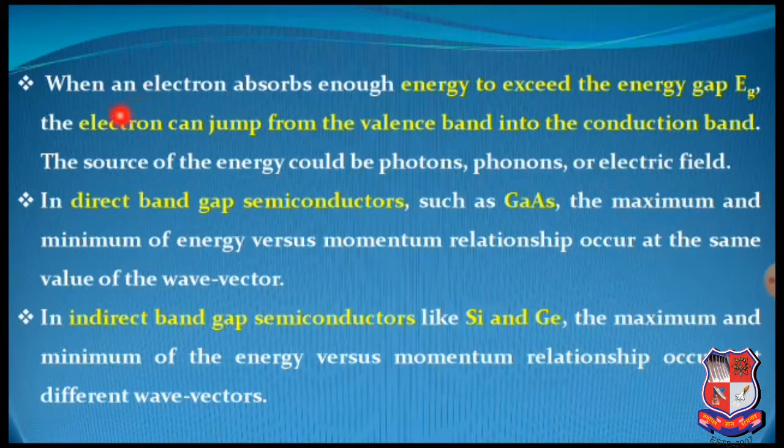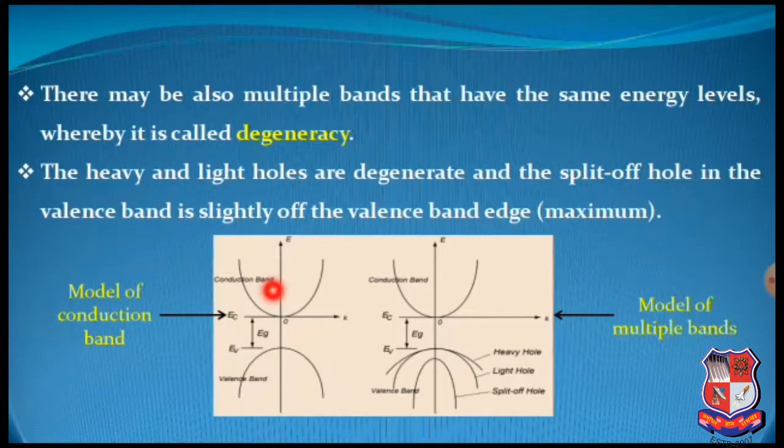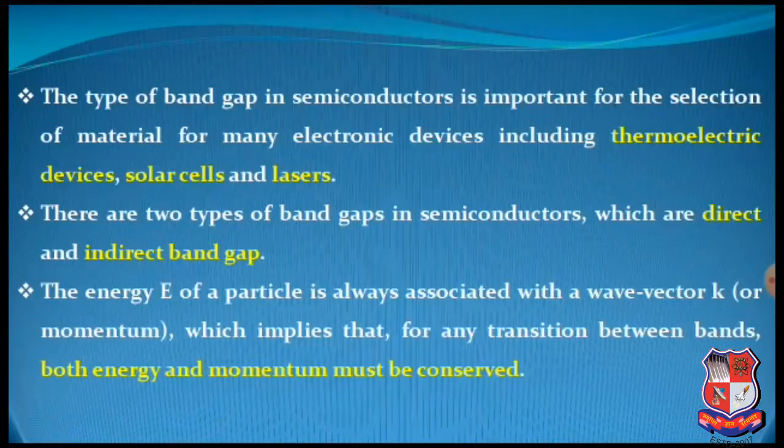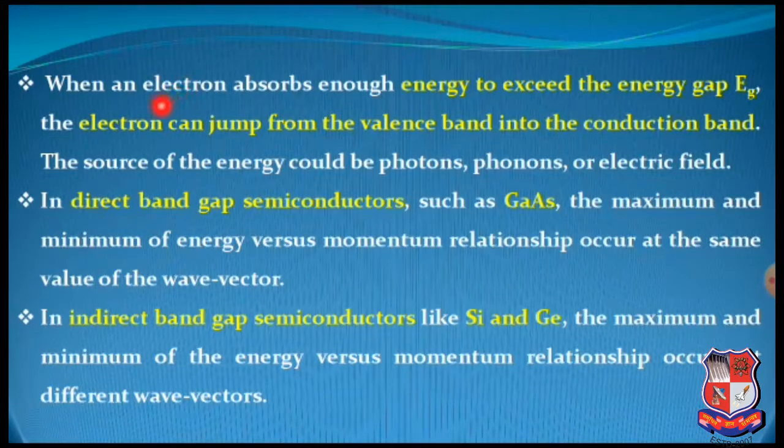Moreover, an electron cannot directly travel to the conduction band. It has to absorb some amount of energy which is higher than the band gap energy. Until this electron in the valence band has absorbed such an amount of energy, it is quite difficult for it to travel to the conduction band. So that's why here we have mentioned that when an electron absorbs enough energy to exceed the energy gap Eg, the electron can jump from the valence band into the conduction band.